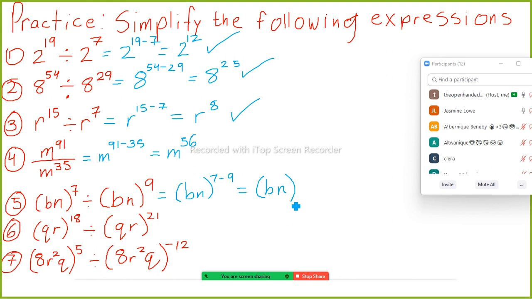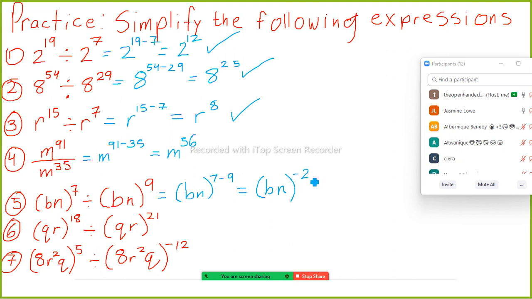Which is what? 7 minus 9. What did you get? 2. 2? You sure? Anyone else want to help her with that? 7 minus 9. Is that 2? Negative 2. Excellent. Negative 2.